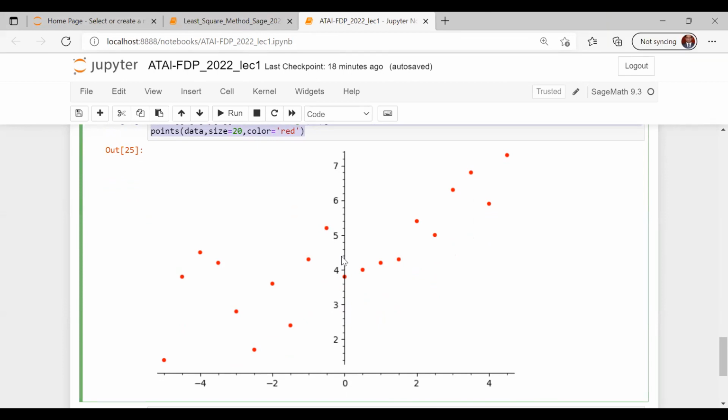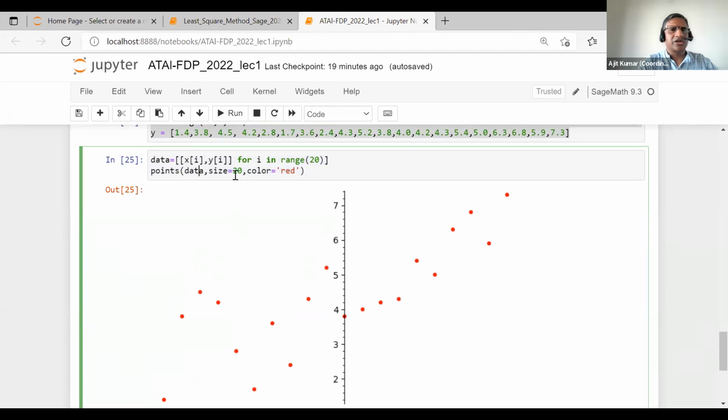Sir, yes sir. So here points is a function which will help us plot. We are just mentioning x coordinates, y coordinates, and we are plotting all these points. Yes, points is a function, it's not a method. It is a function of this data set of x coordinate, y coordinate. Point size is taken as 20. You can reduce the point size, and it is in red color. If I want another color, you can do that. So this is like the MATLAB plot function, in Sage's math plot.